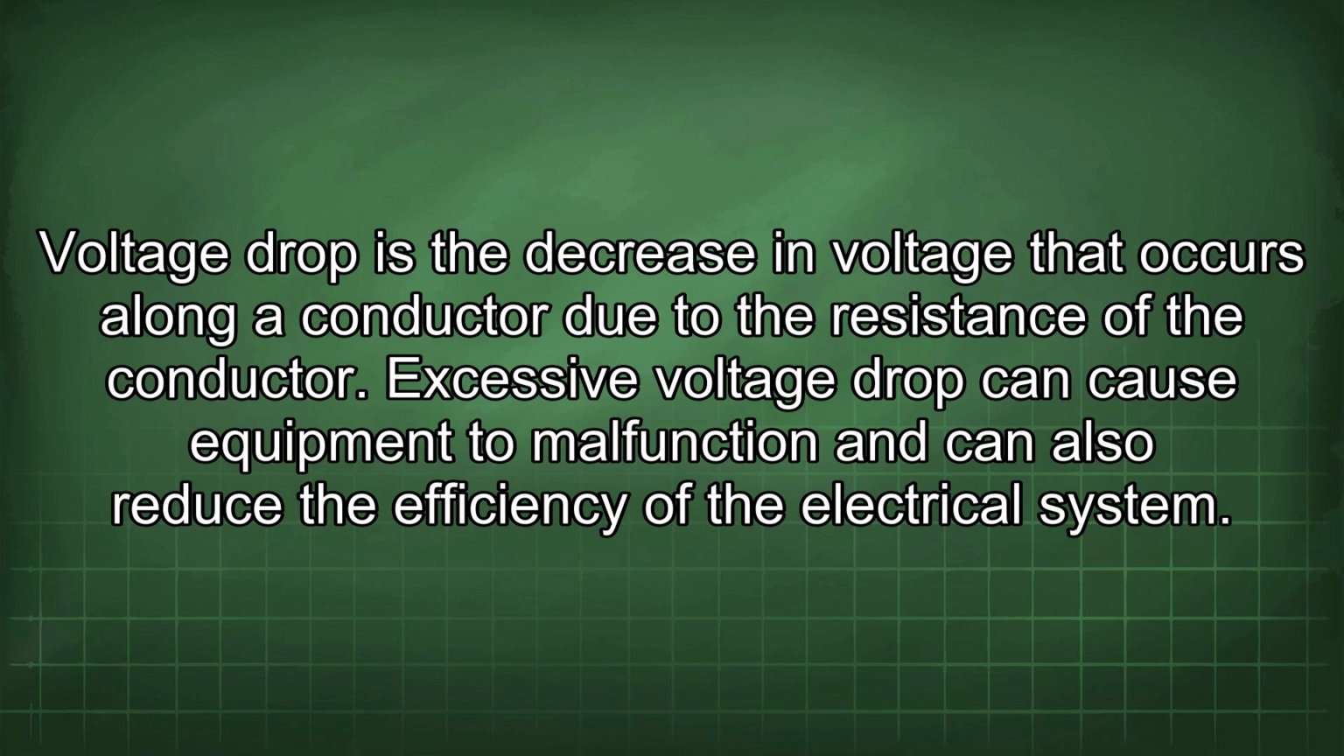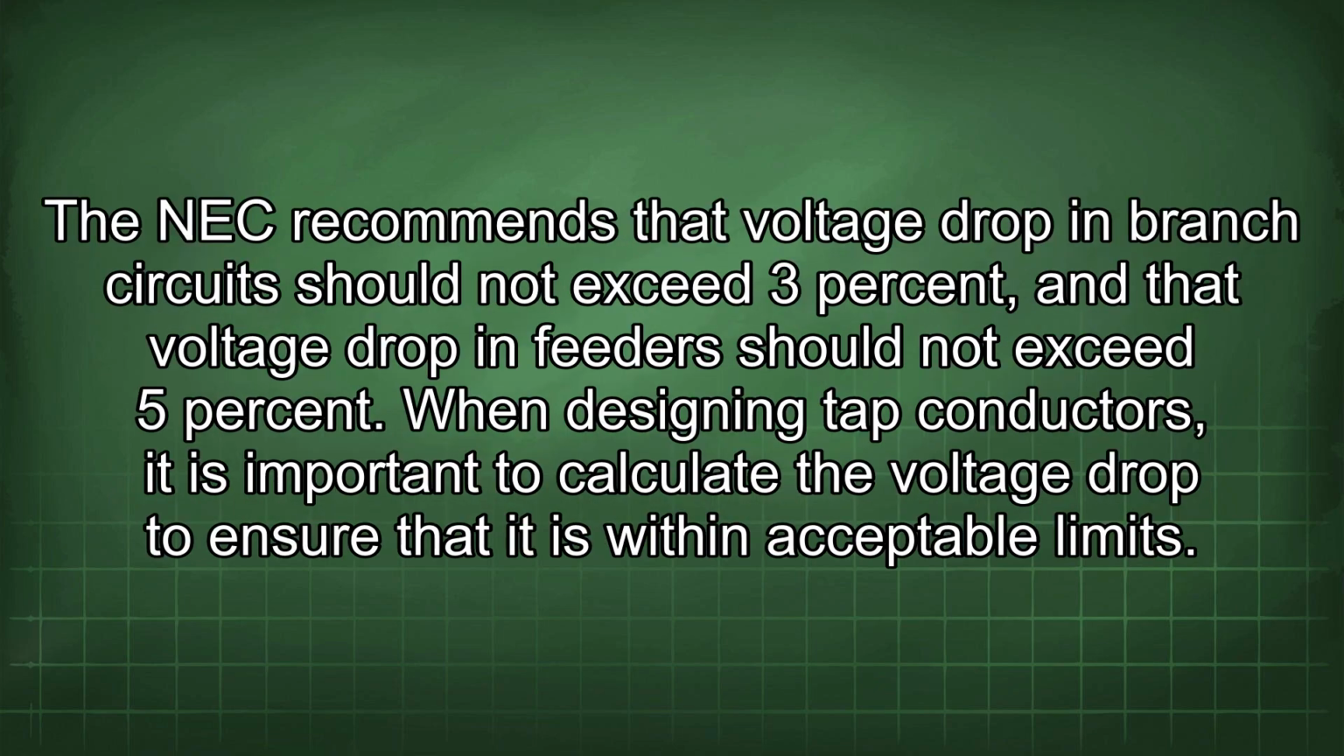It is also important to consider the voltage drop in tap conductors. Voltage drop is the decrease in voltage that occurs along a conductor due to the resistance of the conductor. Excessive voltage drop can cause equipment to malfunction and can also reduce the efficiency of the electrical system. The NEC recommends that voltage drop in branch circuits should not exceed 3% and that voltage drop in feeders should not exceed 5%.